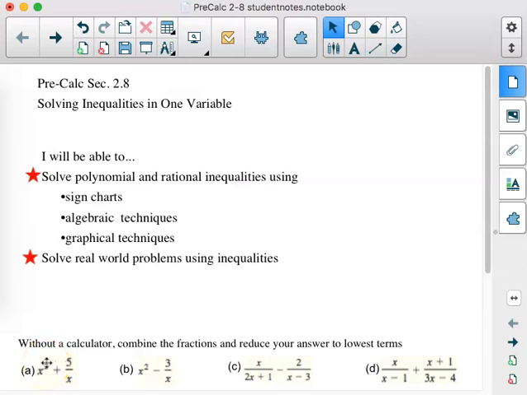to go ahead and get started. We are today solving inequalities in one variable.